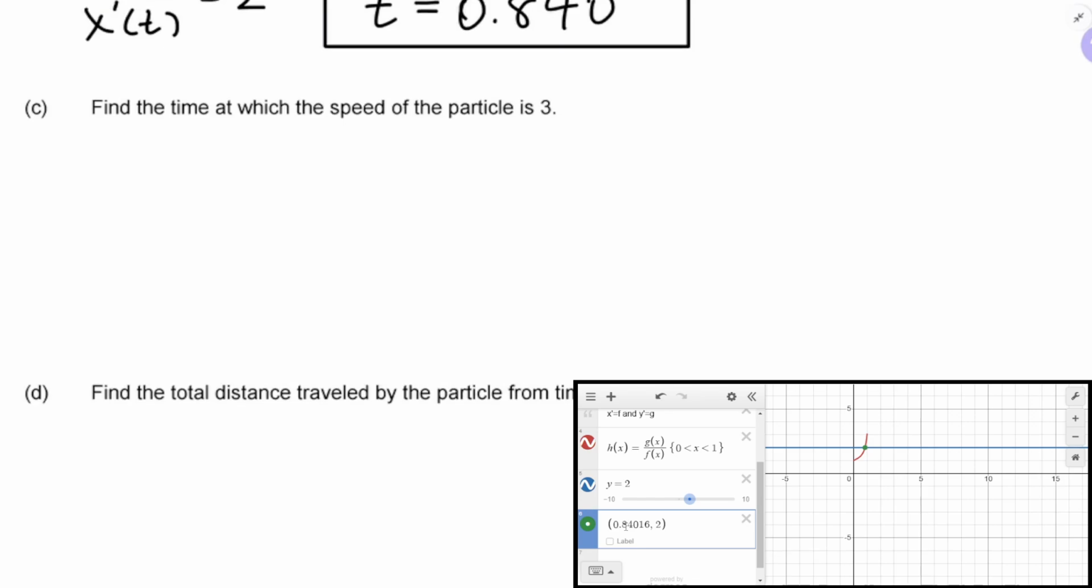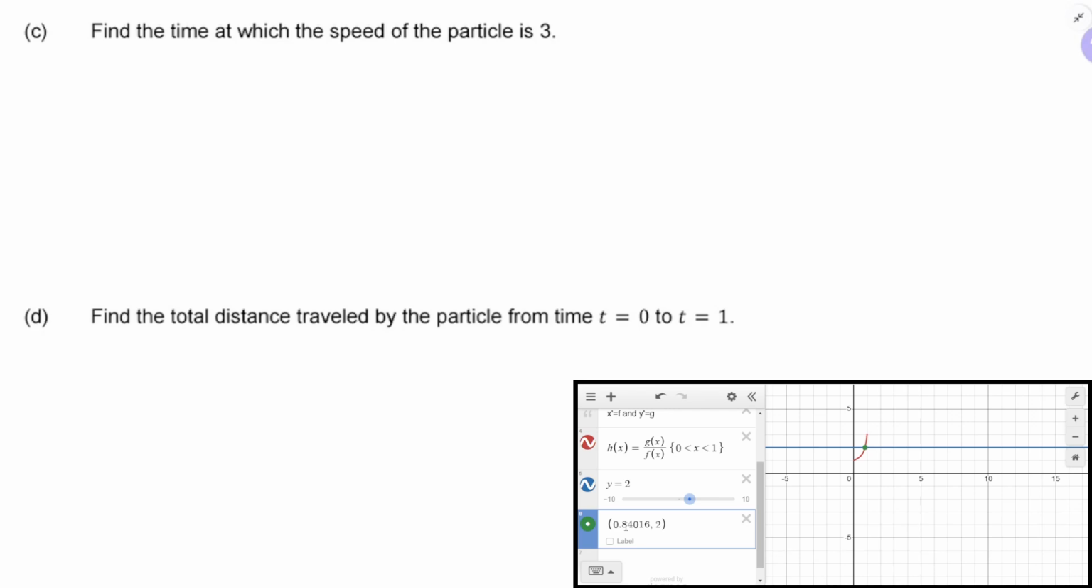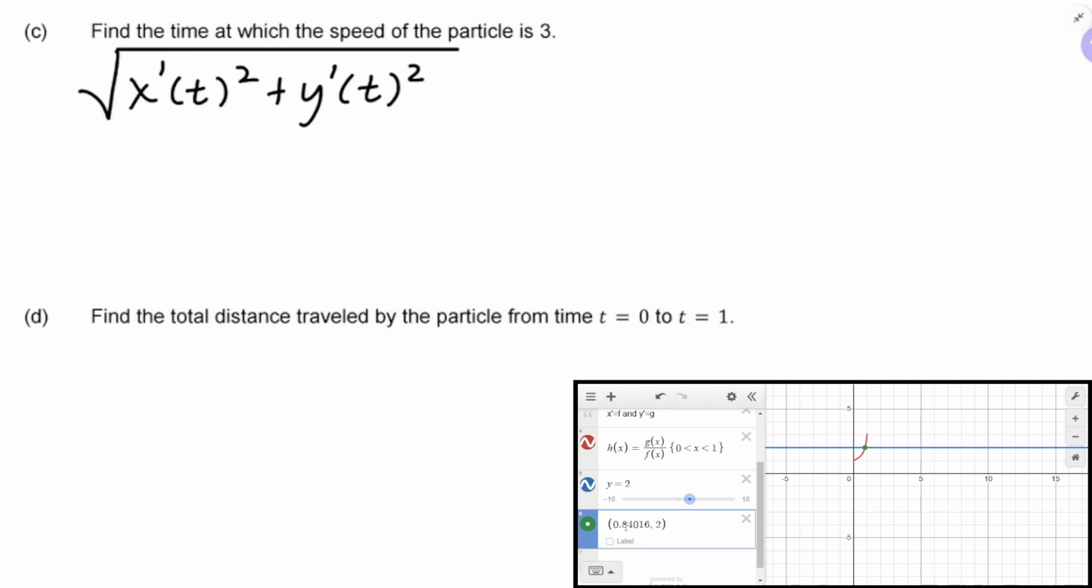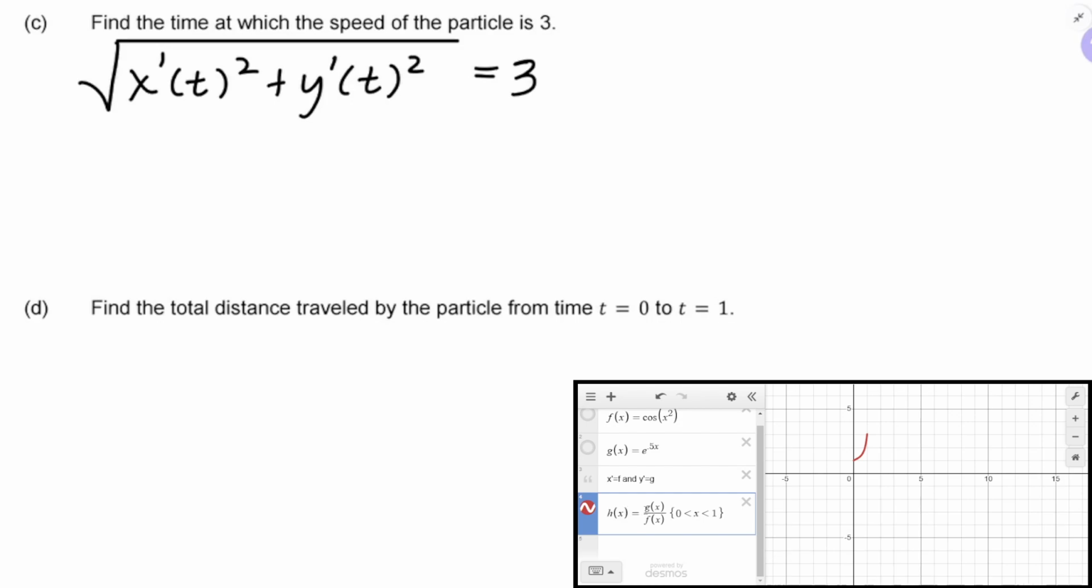Okay, now we want to find when is the speed equal to 3. The speed is the square root of x prime of t squared plus y prime of t squared. If that is 3, we're going to set that equal to 3 and solve that equation. So I'm going to get rid of these. That was the slope of the tangent line. Now we might take a look down at the rest of the problem.